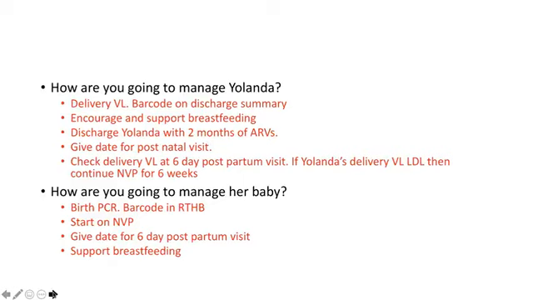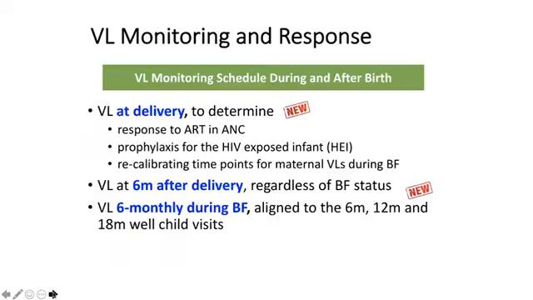Okay, so if we go to the next slide, it's just from the guidelines, saying that all HIV positive pregnant women would have a viral load at delivery, and that's going to help us to adjust the prophylaxis for the babies going forward. What's also new is that women are going to get a 6-month viral load during breastfeeding. So that is also aligned to some of the EPI visits.